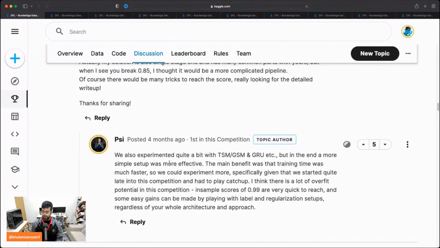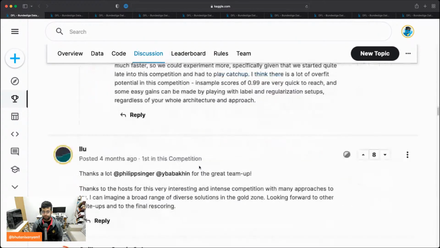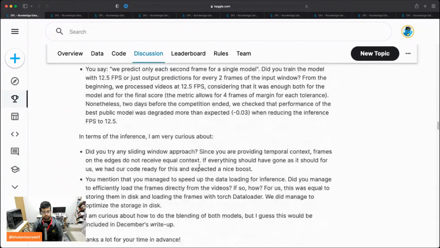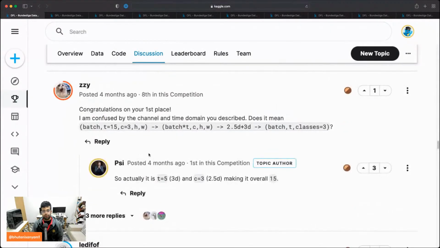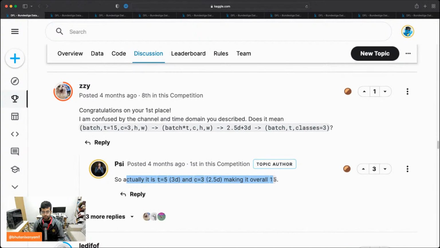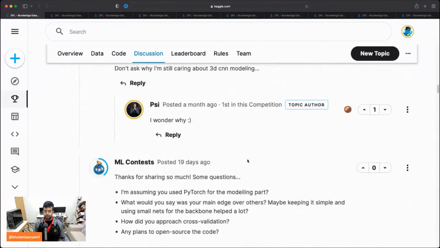In the discussion, I wanted to point a few things out. So, not my tabs, but this discussion. They also experimented with TSM, GSM, and GRU, but they said the simple layer was effective. I think that's the end of it. They had also clarified what they meant by T is equal to 5 and channel is equal to 3. So this discussion clarifies that. But that's it for the first place solution.